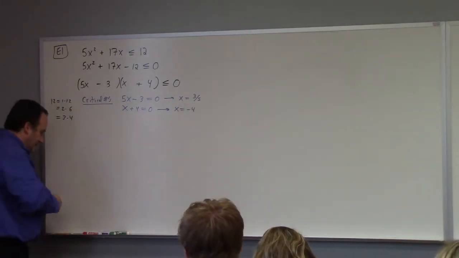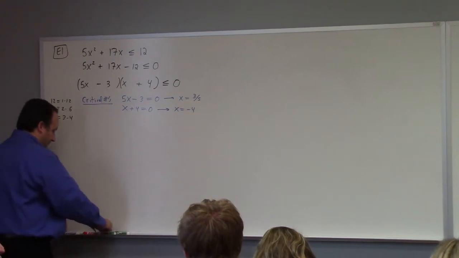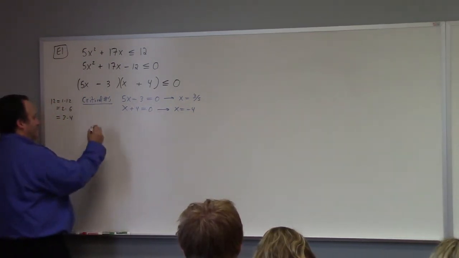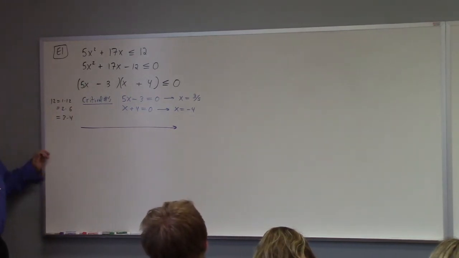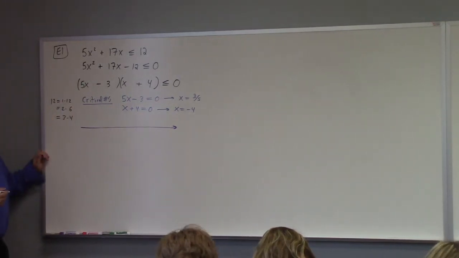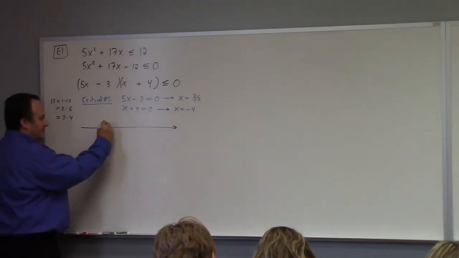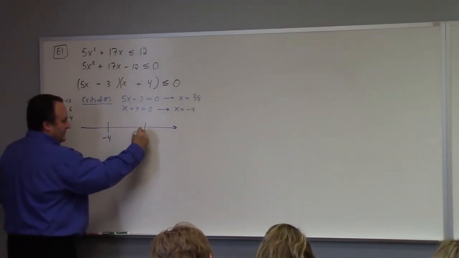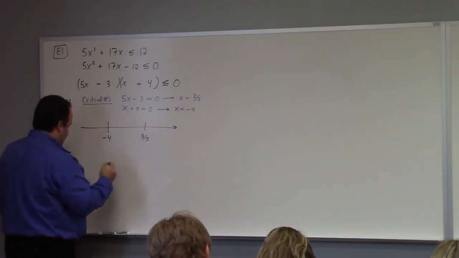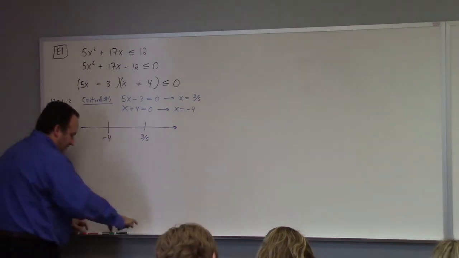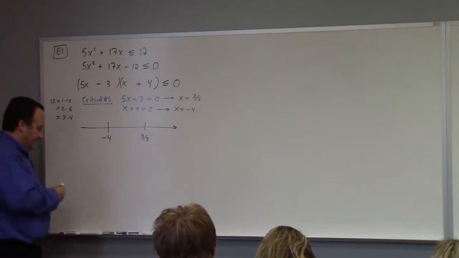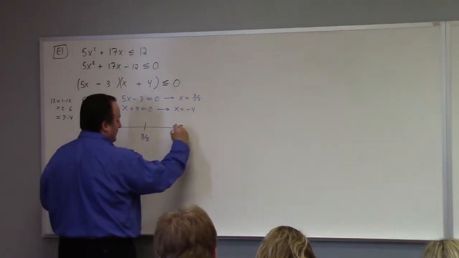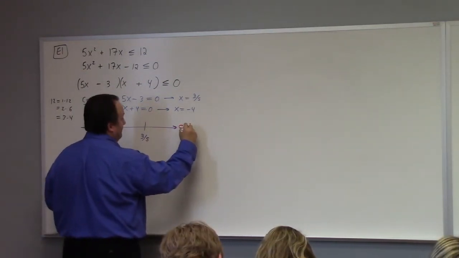Right? Now I draw a number line, like so. Which one comes first, -4 or 3/5? -4, very good. Then the 3/5 over here. Now we need to test a point to decide the polarity, the plus or minus in each region, right? And so what you got? Where would you suggest I check?